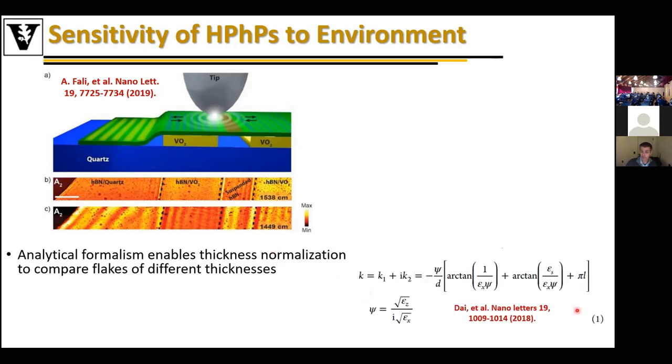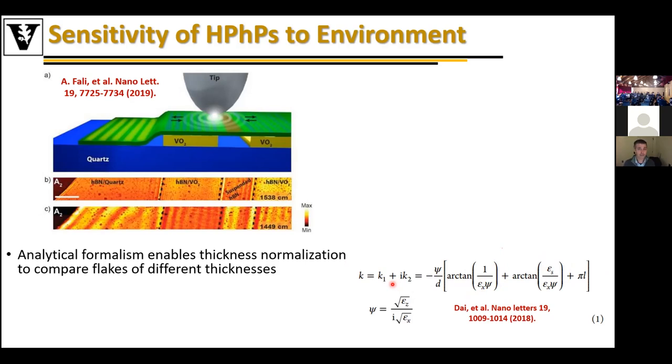Now, this was described in this paper by Dmitry Basov's group, where you can see this wave vector is dependent upon not only the properties of the boron nitride, but also the substrate permittivity. Now, one of the challenges with 2D materials is that you can compare the wave vector and compare the behavior of these polaritonic modes.